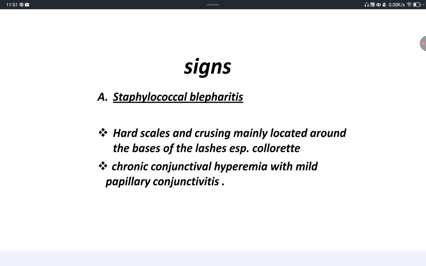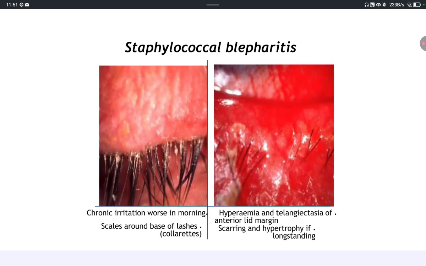Next is chronic conjunctival hyperemia with a mild papillary conjunctivitis, which can also be seen in this condition. This is another sign and symptom, as you can see here.